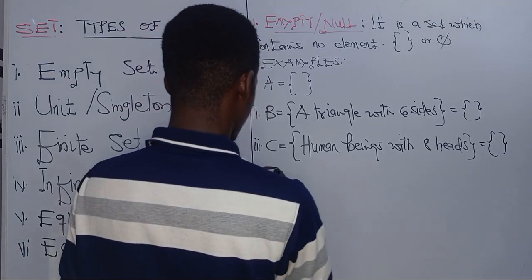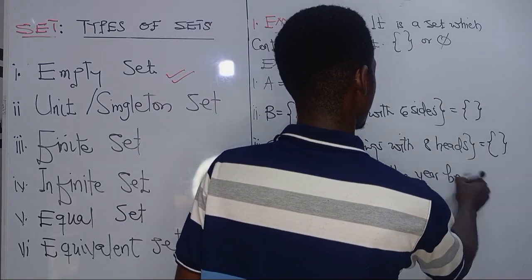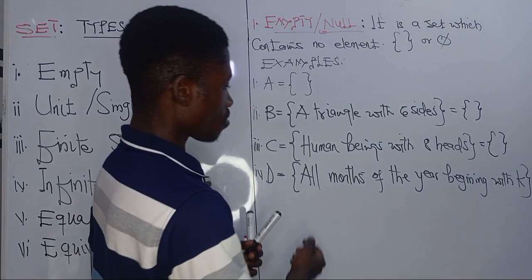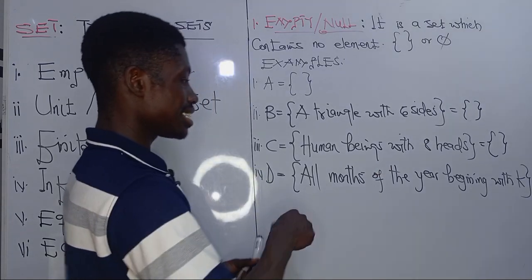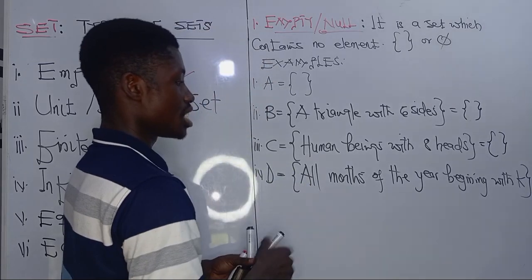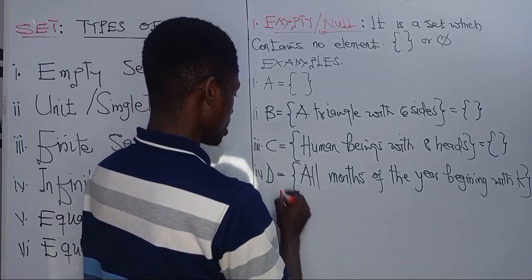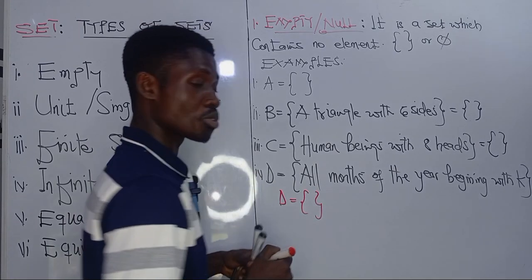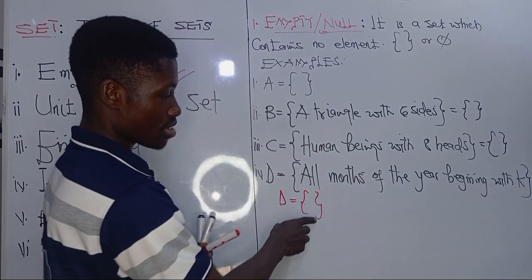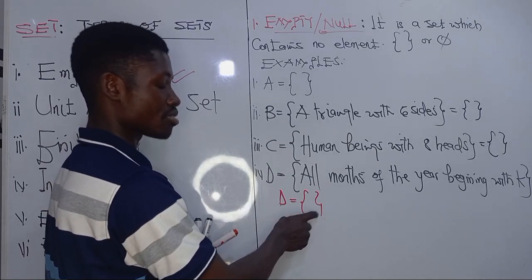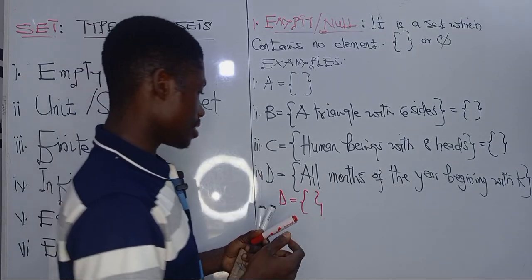We can also talk of all months of the year beginning with K. So if we are to list the element for this particular set D, you realize that we are going to get what? An empty set, because we don't have any months of the year that begins with the letter K. So if we are to list that element for that particular set, we are going to get no element for that particular set.